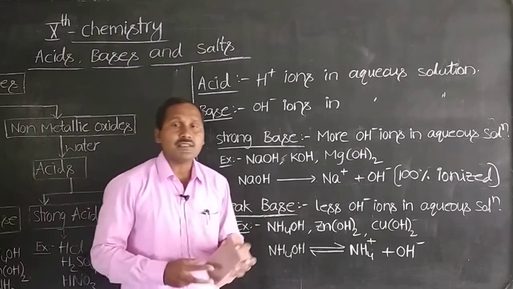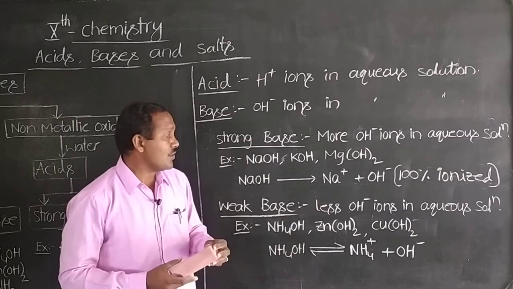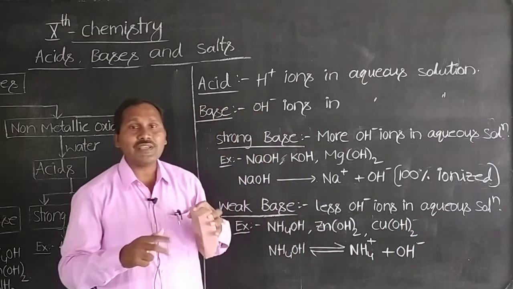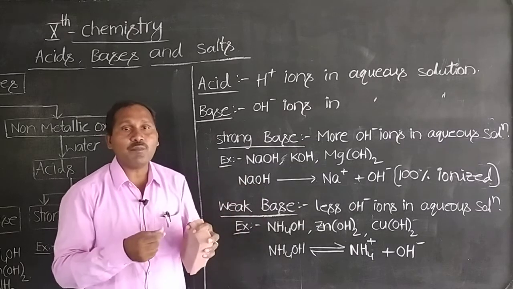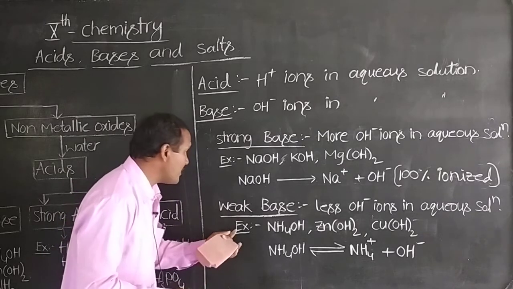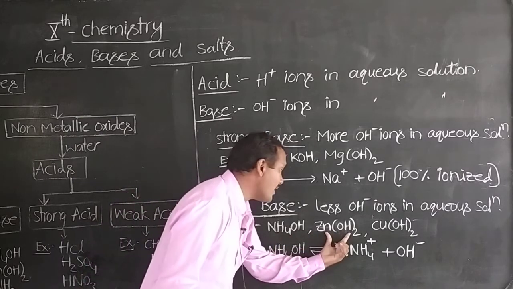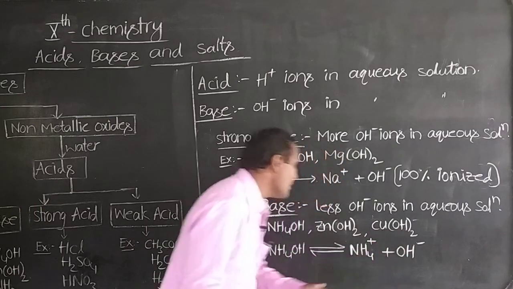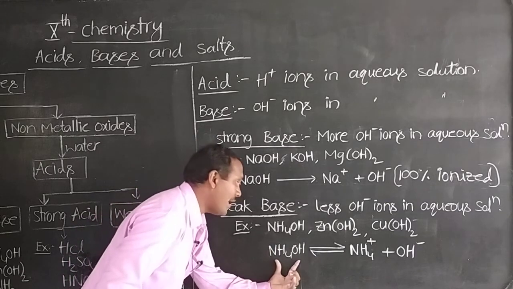Weak base means the substance which produces fewer OH minus ions in aqueous solution. Otherwise we can say it is the substance which is incompletely ionized. Incompletely ionized means less than 100% ionized. Some examples of weak bases are ammonium hydroxide NH4OH, zinc hydroxide Zn(OH)2, copper hydroxide Cu(OH)2. I will take one example, NH4OH, ammonium hydroxide.